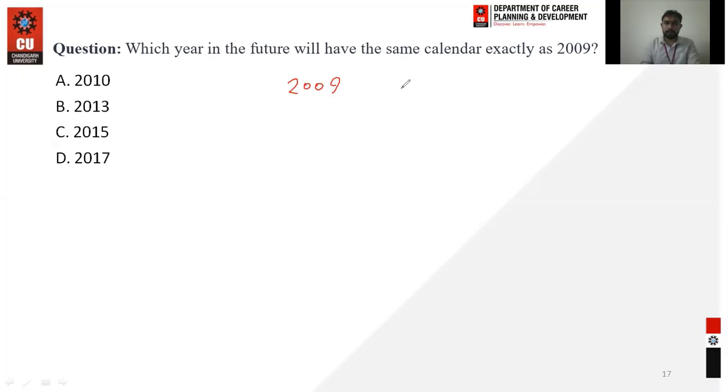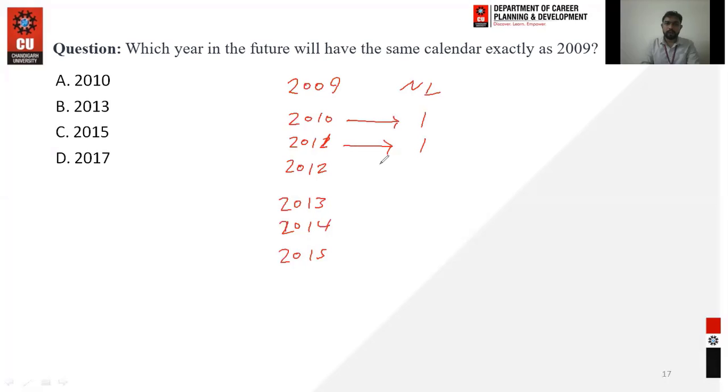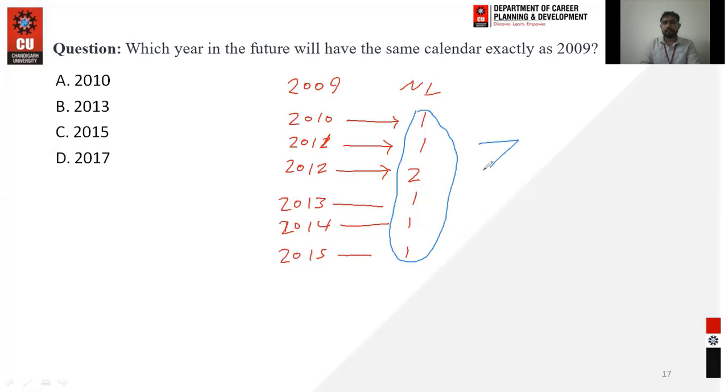This is a non-leap year. Next, 2010, 2011, 2012, 2013, 2014, 2015. The number of odd days here will be 1, 1, 2, then 1 and 1. As you can see, it sums out to be 6 and 1, 7. On adding all these, we get a sum of 7, and dividing 7 by 7, I obtain a remainder of 0.